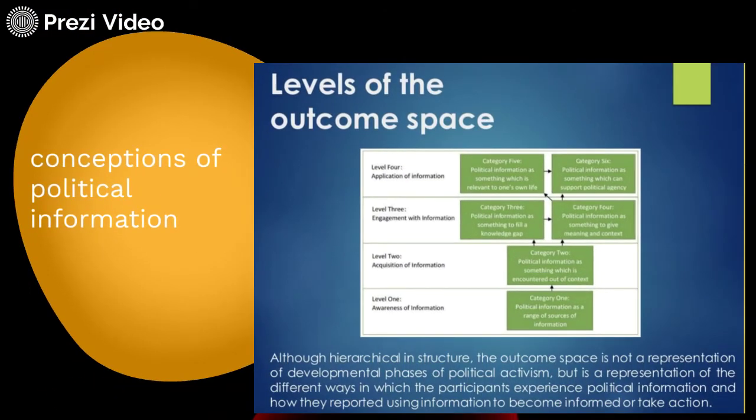So here's an example of what an outcome space might look like. So this is a study that looked at people's conceptions of political information, and you can see there are 1, 2, 3, 4, 5, 6 categories of description. Now, many phenomenographic studies may simply stop at the description of these categories.